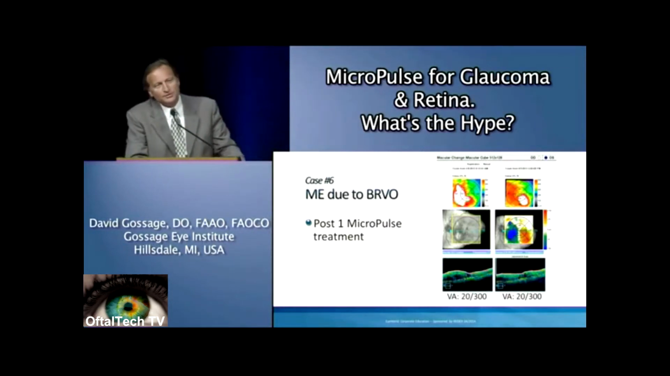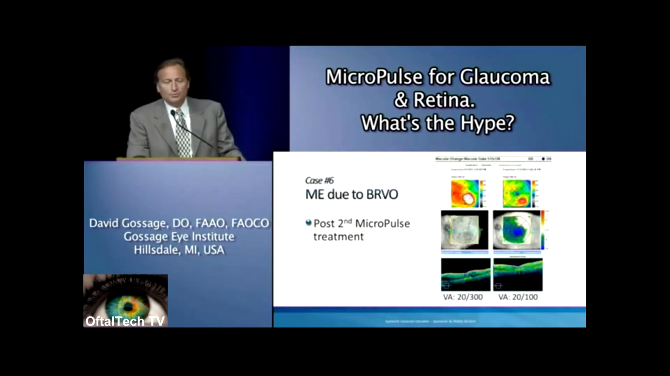If you look right around the central area of the macula, you may see even a little reaction that can sometimes take place with MicroPulse, so don't be alarmed if you see some reactive edema early on. That will clear over time. But the patient did undergo a second MicroPulse treatment, and their vision acuity still improved from 20/300 to 20/100 with more resolution of the edema.